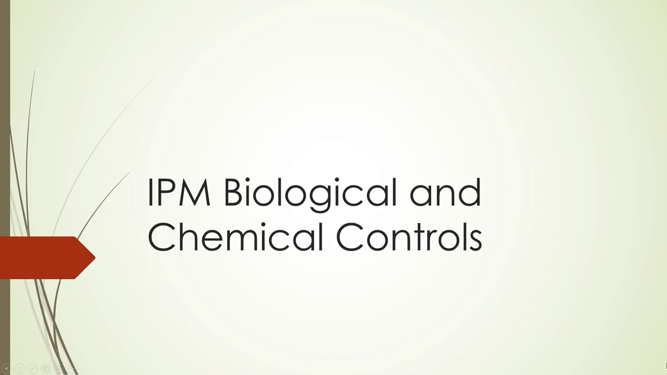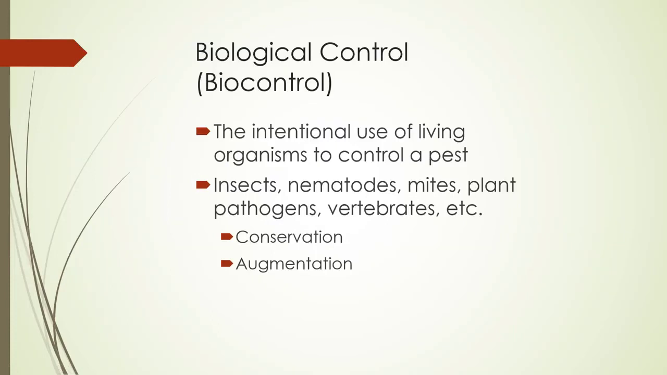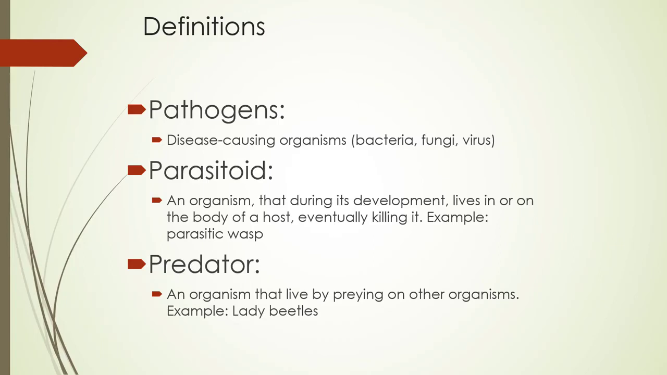Okay, so now we're continuing with biological and chemical controls. Biological control is the intentional use of living organisms to control a pest, and this could be insects, nematodes, mites, pathogens, etc. Conserving biocontrols includes pesticide reduction or elimination to prevent the loss of these organisms that are already in the area. And then augmentation is the release of natural enemies that you've purchased to control pests. So just some definitions here.